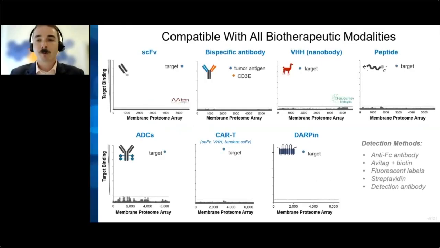Now, importantly, our membrane protein array is compatible with all biotherapeutic modalities. We don't have monoclonal antibodies listed here because we've tested thousands of them. So I want to highlight some of the other biotherapeutic modalities that we are compatible with. We're compatible with scFvs, bispecific antibodies, nanobodies, peptides, as well as antibody drug conjugates, CAR-Ts, and even DARPins, as well as a host of more biotherapeutic modalities. We have a wide range of detection methods, which makes us compatible with these different modalities. This is not an exhaustive list, but if you have any questions, I'm more than happy to answer them in the Q&A about specific detection methods. But these typically cover most of the detection methods that we deal with on the MPA.